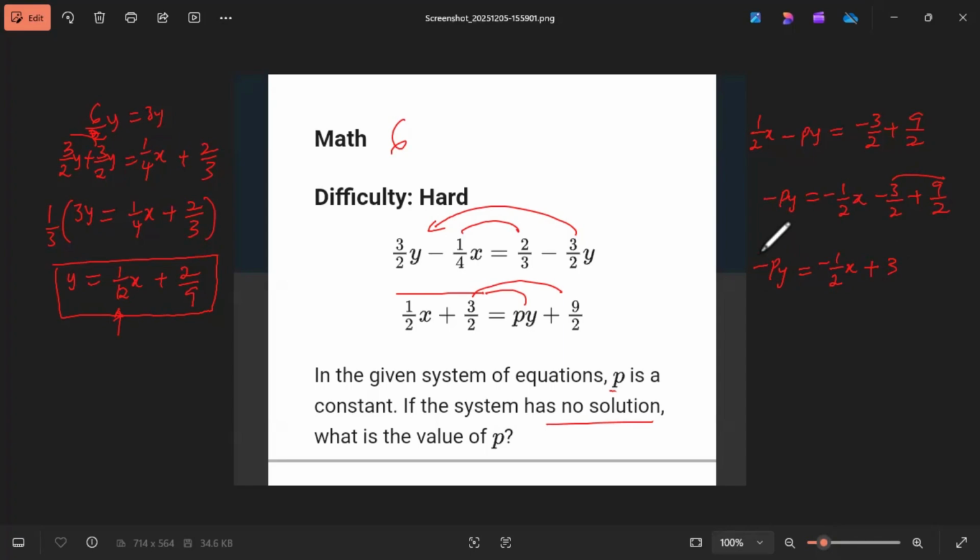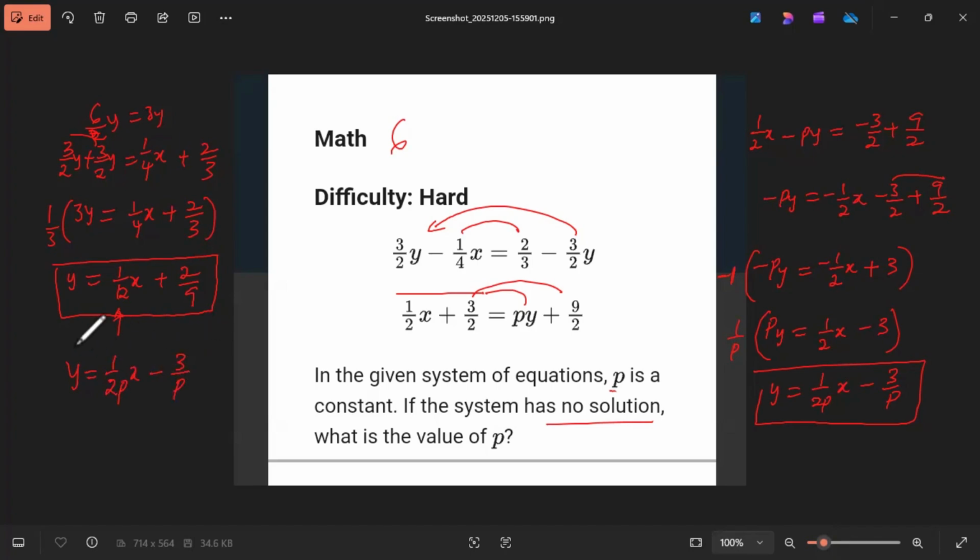And if you decide to now multiply everybody by minus 1 to get rid of this negative sign here, that becomes py equal to 1 over 2x minus 3, right? Now multiply both sides by 1 over p to get rid of this p here. So you have y equal to 1 over 2p x minus 3 over p. Now this is the second equation. Let's bring it here. We have 1 over 2p x minus 3 over p.